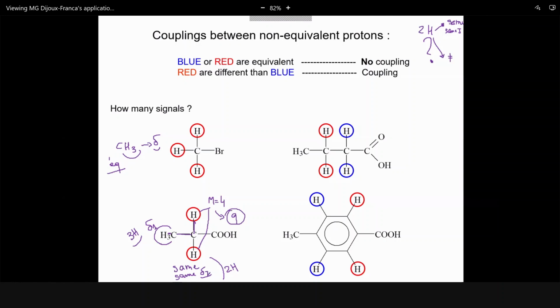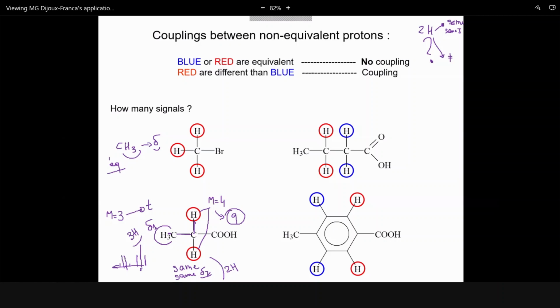And for delta 1, the methyl is coupled to 2 equivalent protons, so M equal 2 plus 1 equal 3. And I have a triplet because I have the same distance and the two here are equivalent. Okay, so in the spectrum, I will have a triplet here and a quartet here. A triplet bigger because I have 3 protons and here I have only 2.